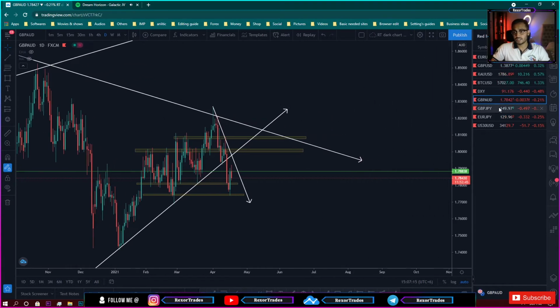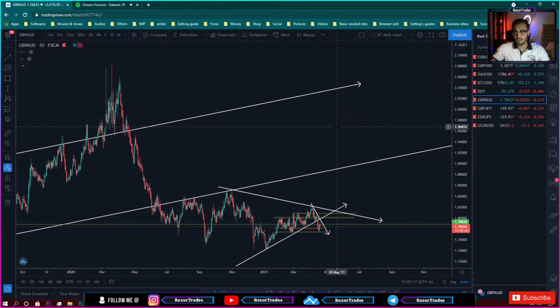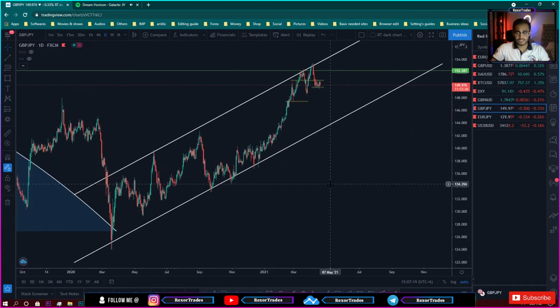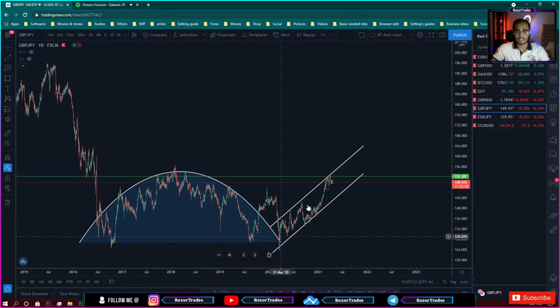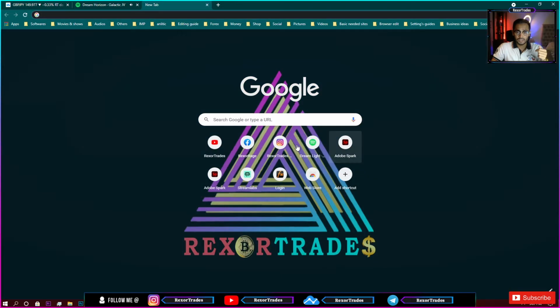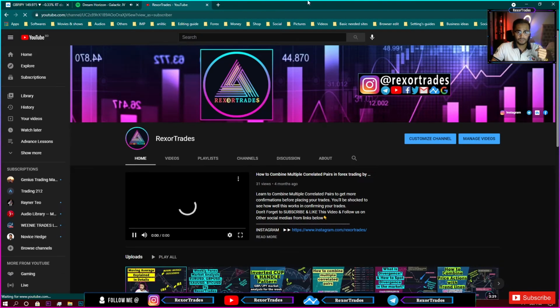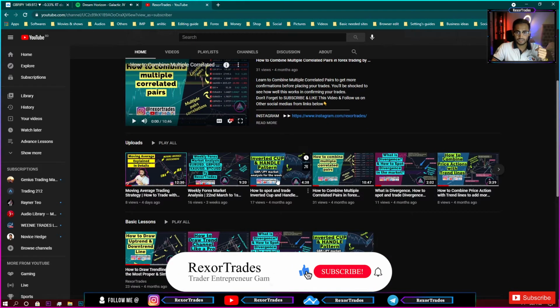So we're going to look at the GBPJPY chart for now. On the GBPJPY chart, we discussed this inverted cup and handle pattern being formed on a longer time frame, seen on a weekly to daily time frame. We talked about this inverted cup and handle pattern way back in our video that you see right here, 4 months ago, when we drew this inverted cup and handle pattern and I made a video over it.